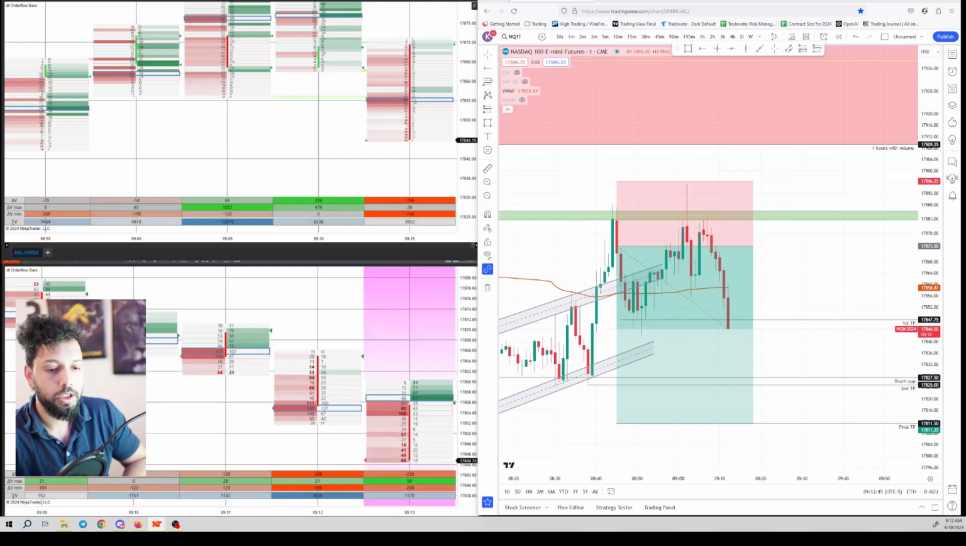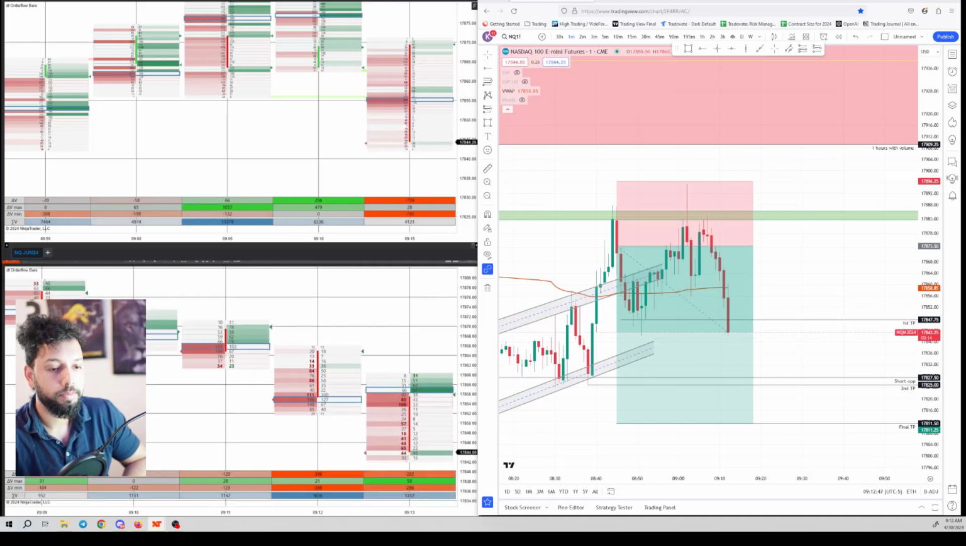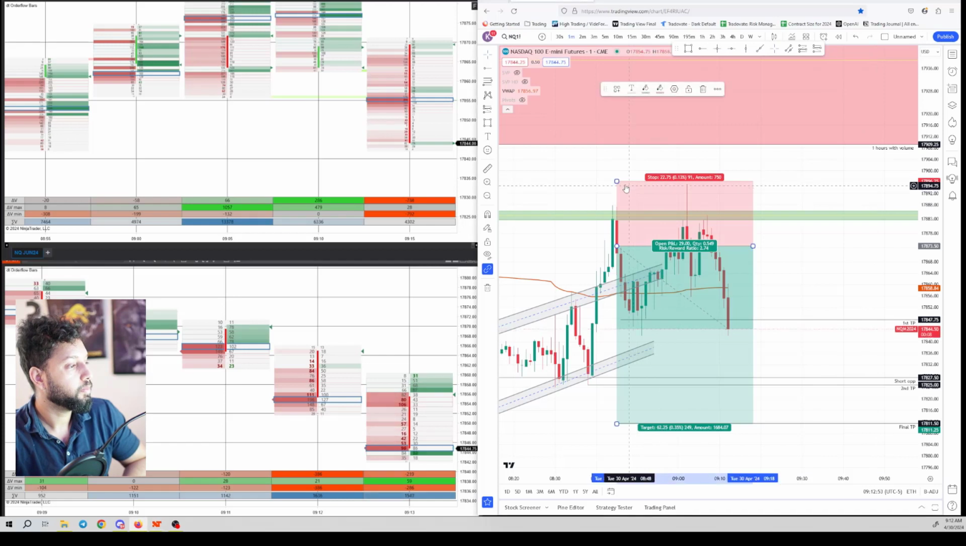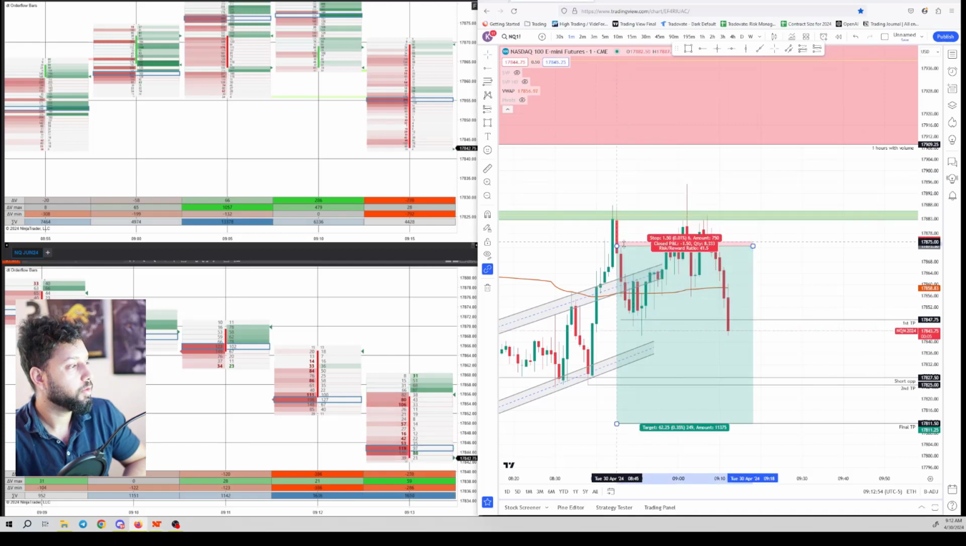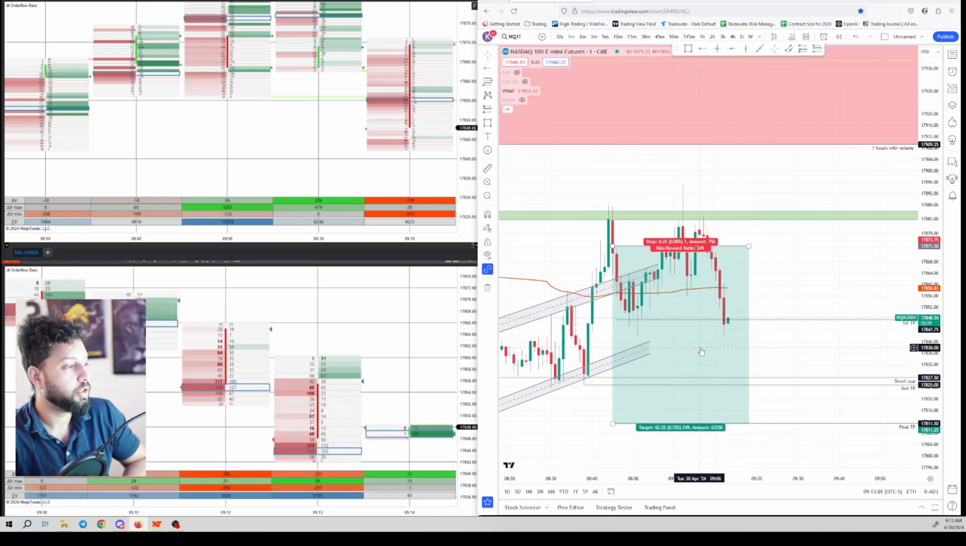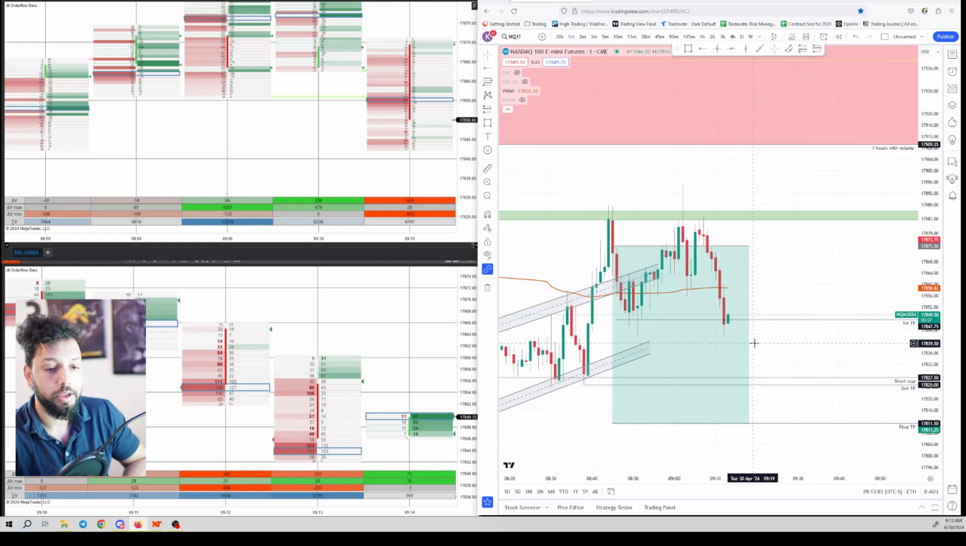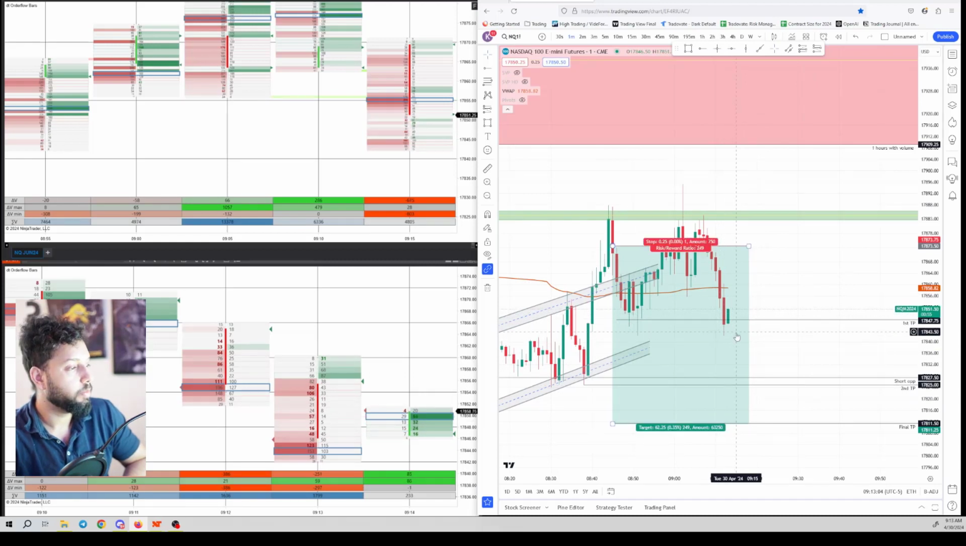Okay, we just hit our first take profit, and now we'll move our stop loss to break even, so we don't have to worry about losing this trade anymore because we already hit our first take profit. Now we have another one at 825 and the last one at 811.